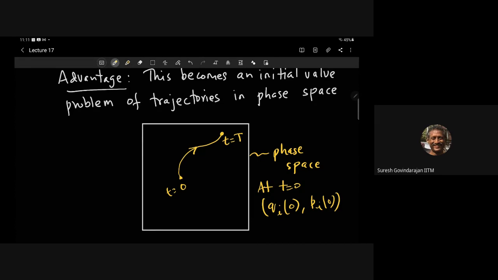This is very different from what we usually do in the Lagrangian setup, where we give the initial and the final point in coordinate space. We don't say anything about its momentum or velocity, right? So this is quite different, and this is more natural to the Hamiltonian.